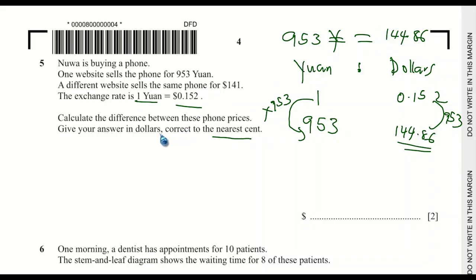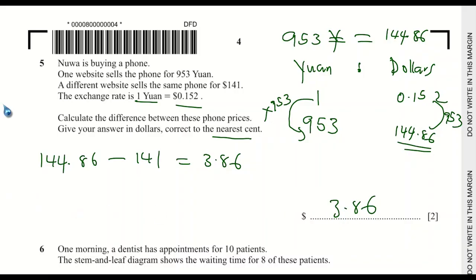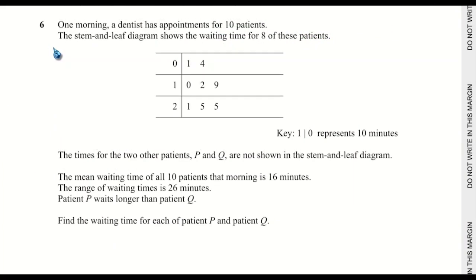Now, another website sells the same phone for $141. So let's find the difference now. So the difference is going to be $144.86 minus $141. So this will be 3.86. That is $3.86. So $3.86. Pretty easy, right?